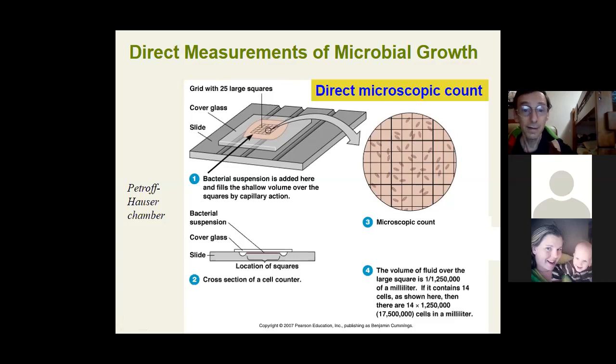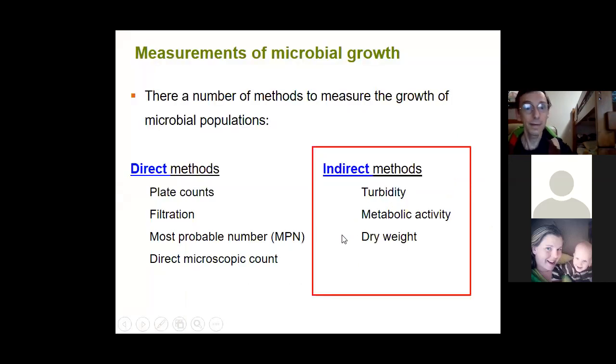Like I said, this is advantageous because you can do it right away, although there are some disadvantages. Obviously, some poor schmuck has to do the count, and you can't tell if it is a viable cell or a dead cell because they look the same under the microscope. And I've done many counts like that in my day. Anyways, those are the direct methods of counting cells that I'm going to talk about.